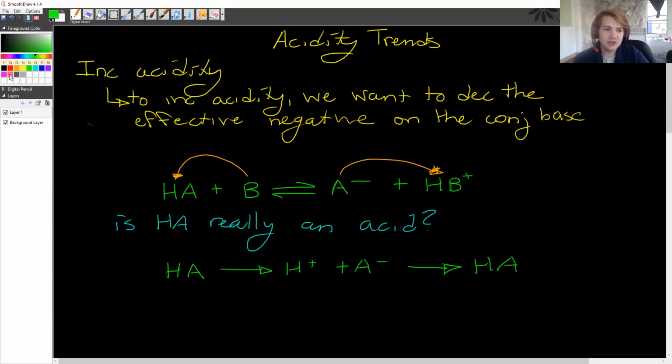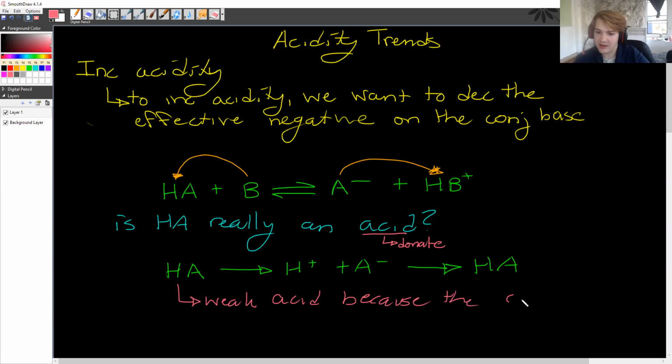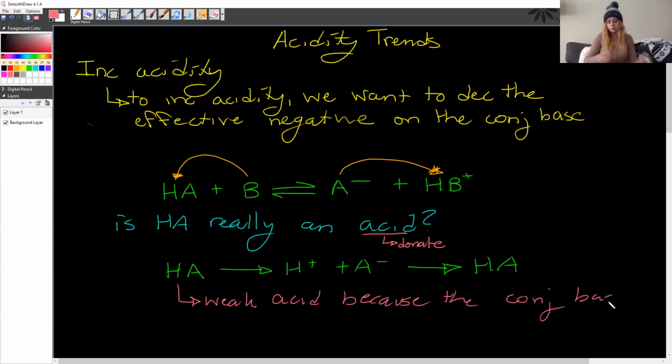And so the definition of an acid, if you remember, is that acids donate. So if in the end it just kind of stole it back, did it really donate? Yes, it did. It is still an acid. It's just a very bad acid. So HA is a weak acid because the conjugate base is so strong.